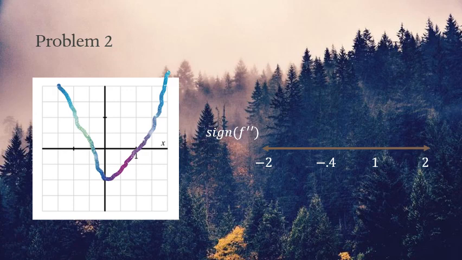The first and last intervals have a positive sign, indicating that the graph of f of x should be concave up during those intervals. The middle interval between -0.4 and 1, which incidentally are the inflection points, have a negative sign. So the graph of f of x should be concave down during that interval. There's only one thing left to do, which is graph function f of x. Brace yourselves.